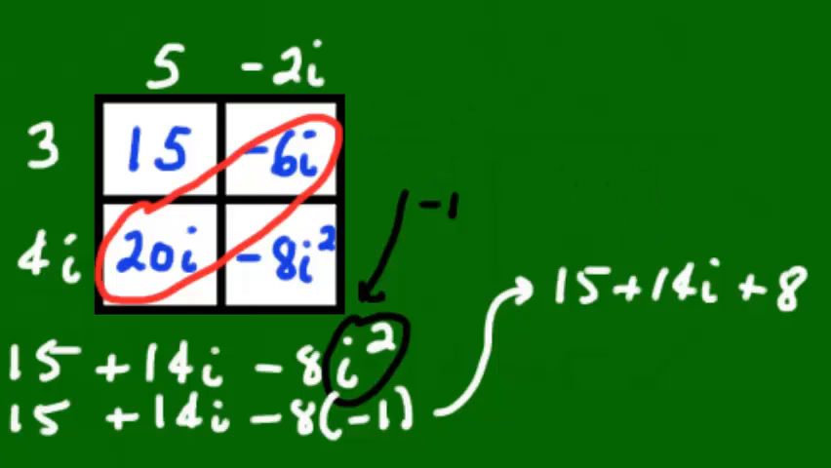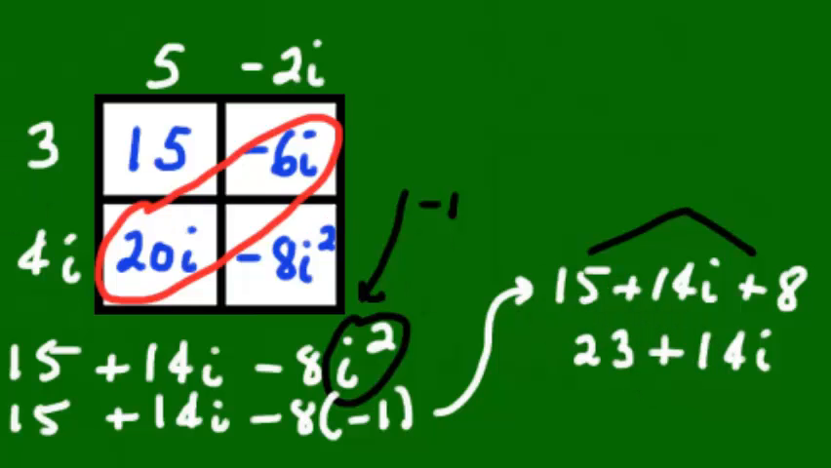Alright, and if you look carefully, we do have some like terms here. These two are like terms. I'm going to combine those two together. So I've got 15 plus 8 is 23. And I still have the 14i.